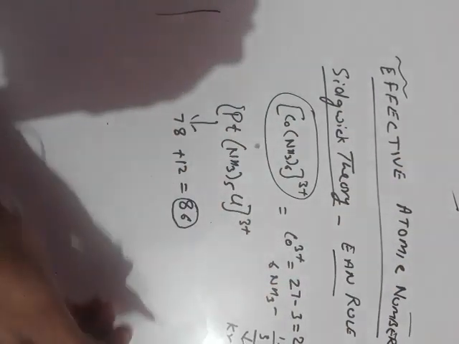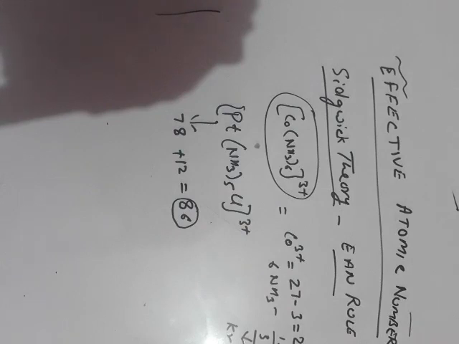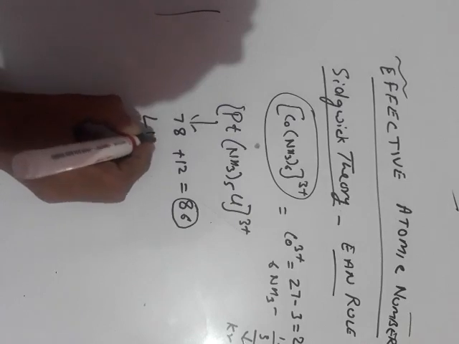Let me repeat it. The effective atomic number rule, proposed by Sidgwick, suggests that the total number of electrons which the metal ion gains from the ligands will make the electronic configuration of the metal equal to that of the next noble gas. So this is the effective atomic number rule, but it has several limitations.